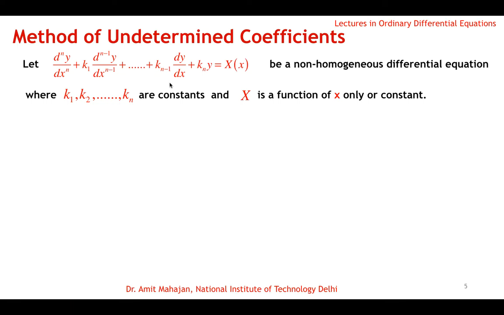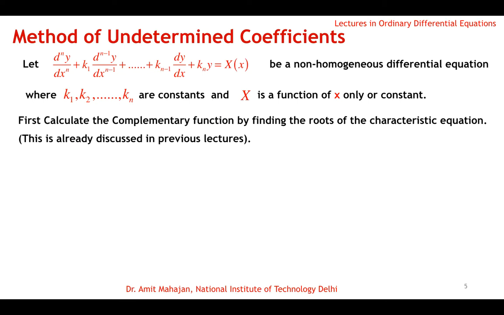This method is also used to find the particular integral, and the complete solution is complementary function plus particular integral. The complementary function we find using the usual rule: we write the characteristic equation, find its roots, and then write the complementary function. So the first step is to calculate the complementary function by finding the roots of the characteristic equation, which is already discussed in the previous lectures.